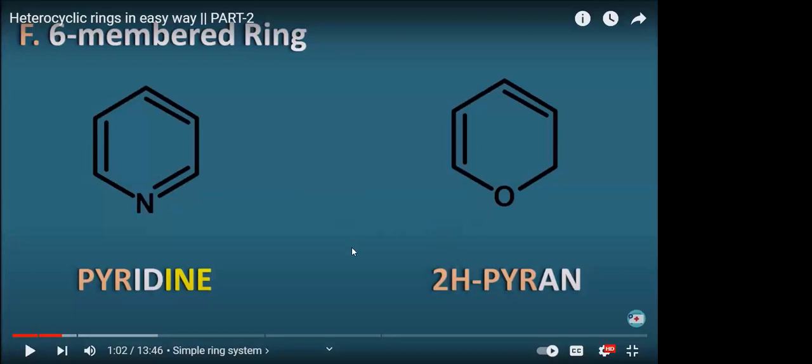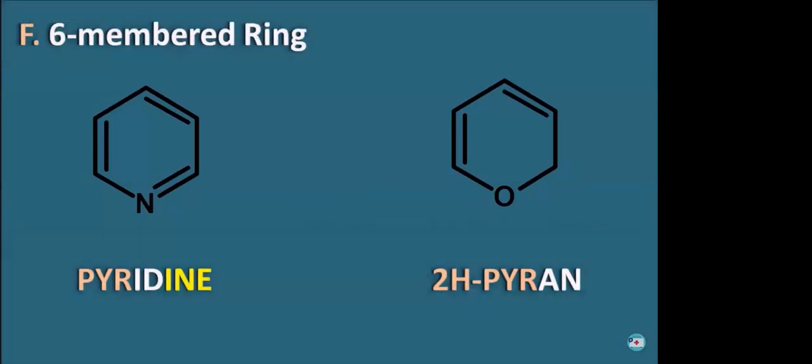So here we have, you see, this 2H is coming from this part here. You see, this is a saturated carbon. So we indicate the point of saturation with its position and the letter H. So 2H indicates the second position is saturated. So this is a 2H-pyran. Again, here we are not following any particular suffix, so they should be well known by their common names like pyridine and pyran.